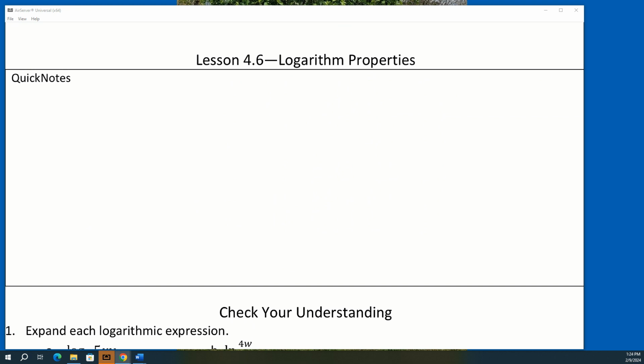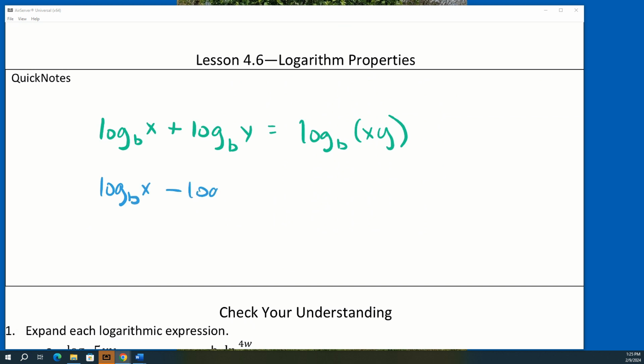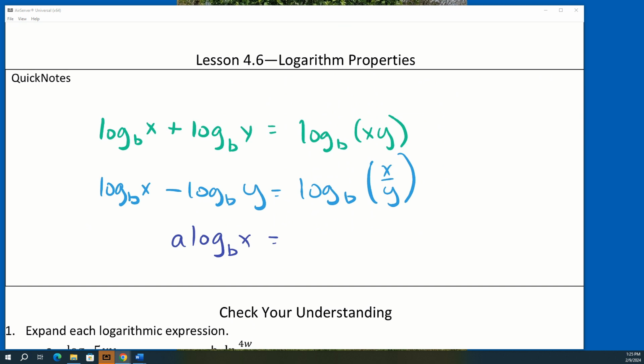Okay, so let's just rewrite these properties on this side so we can use them as we do our examples. So the first property is the property of addition or the product property, depending on which way we're looking at it. If we have 2 logarithms that have the same base that are added to each other, we can bring them together as one logarithm with that same base, but they're multiplied by each other. And then if we have 2 logarithms that are subtracted, we can write one logarithm with division of the x and the y. And then the last one, if I have a logarithm that's multiplied by a number in the front, I can move that number up to a power.